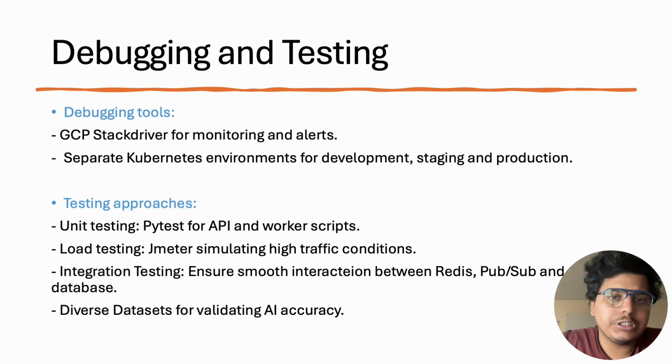We adopted a rigorous testing and debugging process to ensure system reliability. We use the GCP Stackdriver for monitoring and alerts, while PyTest helps us verify individual components like the API and the worker scripts. Load testing with JMeter simulates high traffic scenarios, and integration testing ensures smooth interaction between components. To improve accuracy, we tested the AI models with diverse datasets, addressing various content types and edge cases. After that, Mayur will take over.